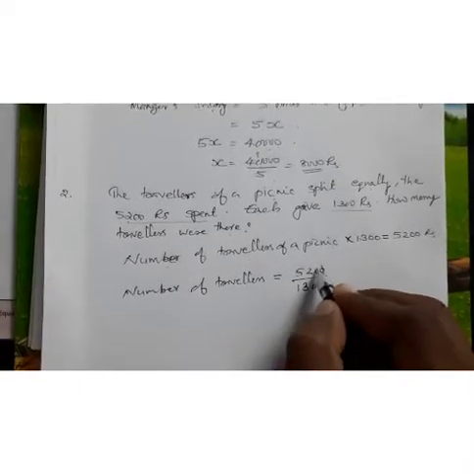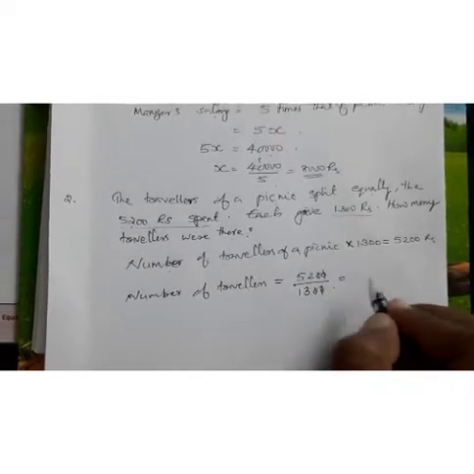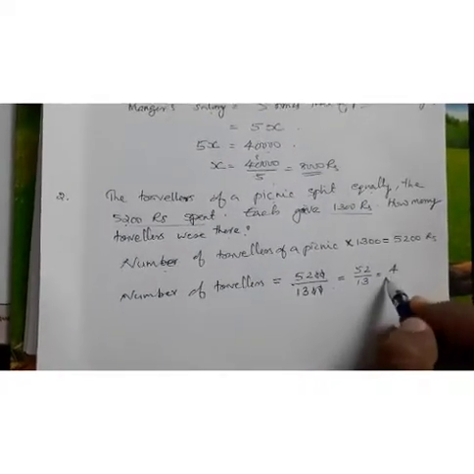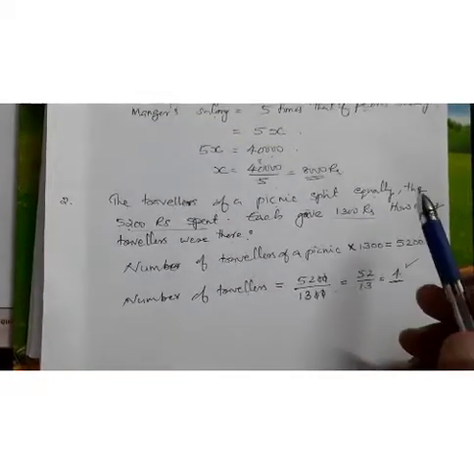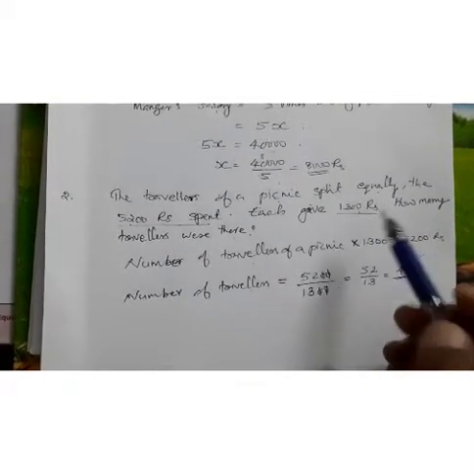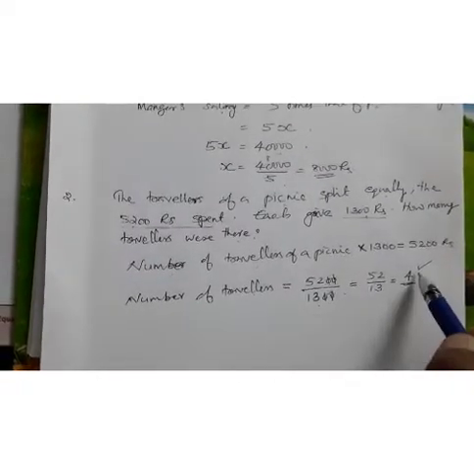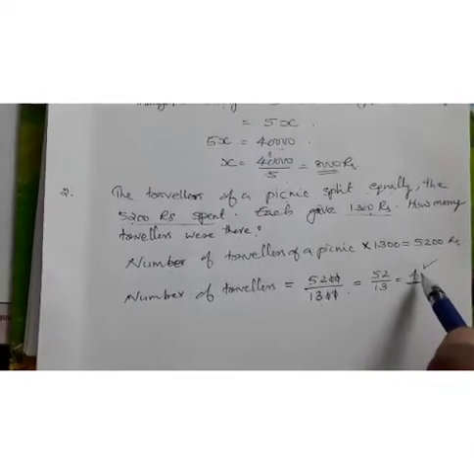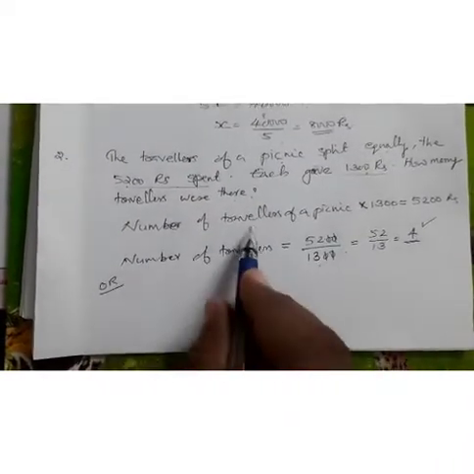So these zeros will be cancelled. 52 by 13. How much will you get? 4. So the number of travelers is 4. The total expense is given, and each person's share is 1,300. So total expense divided by the expense of a single person gives how many travelers there were. There will be 4.